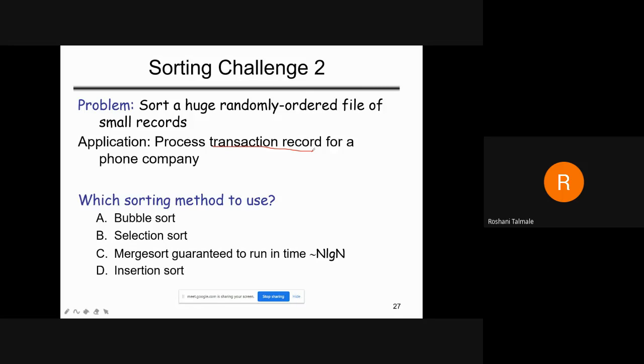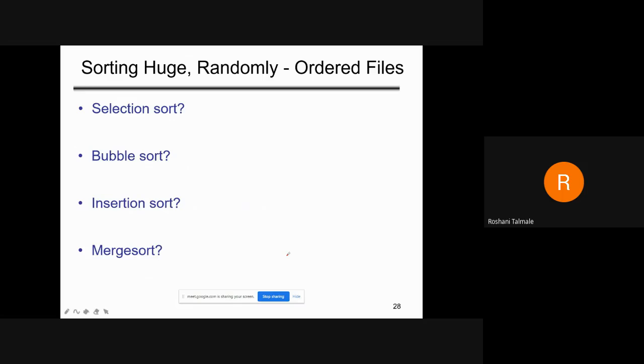So which sorting method to use? Bubble sort, selection sort, merge sort, or insertion sort. Okay, so we will see this. There are four options we have. You got the problem: in the big transactions, we have to identify the record of a particular person.